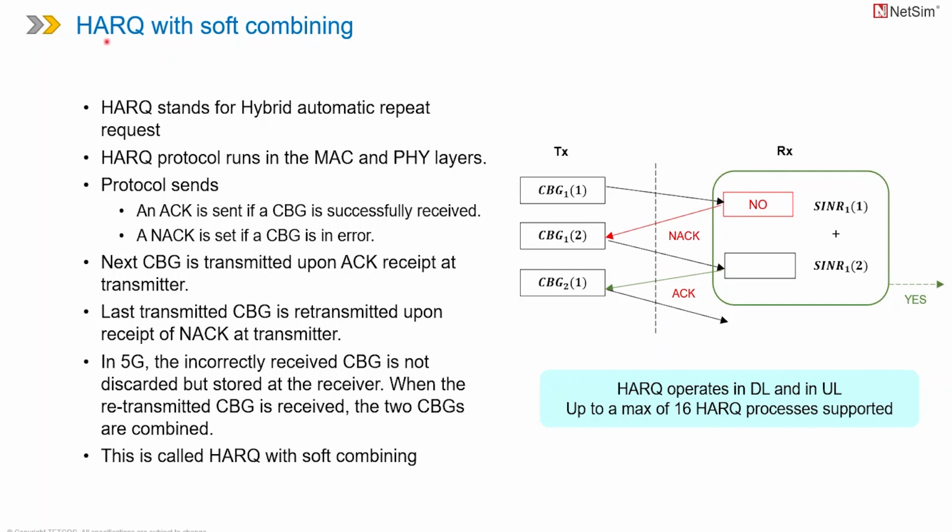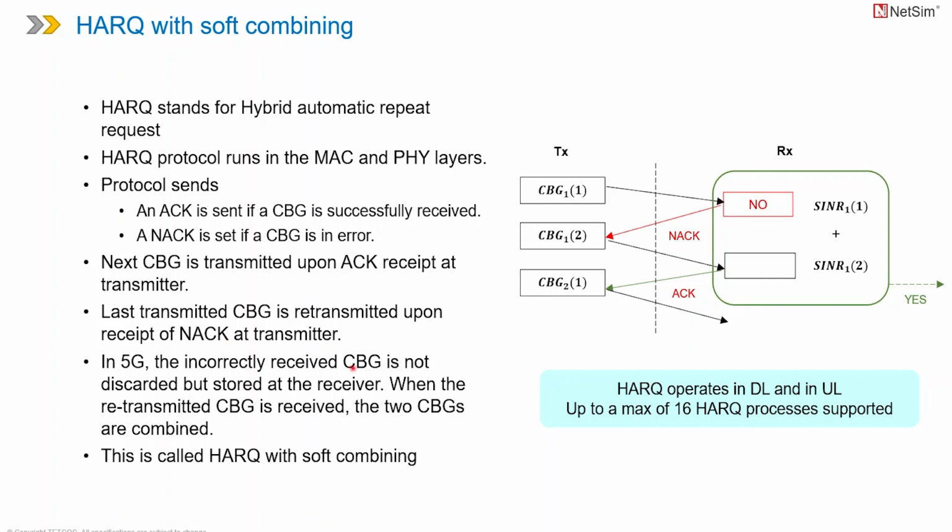Next, the hybrid ARQ protocol, or HARQ, is the primary way of handling retransmissions in 5G. This technique involves a combination of retransmissions and soft combining. In the 5G system, packets are transmitted as code block groups over the air, and the receiver sends an acknowledgement or ACK message if a CBG is received successfully. If a CBG is in error, a non-acknowledgement or NACK message is sent. The transmitter sends the next CBG if it receives an ACK message, and it retransmits the last transmitted CBG if it receives a NACK message.